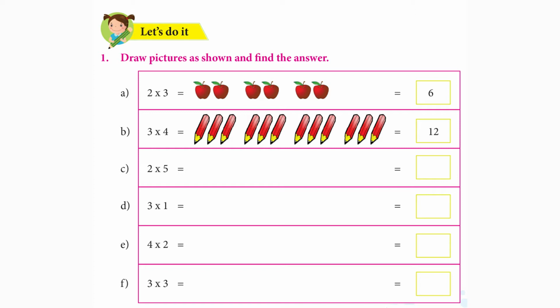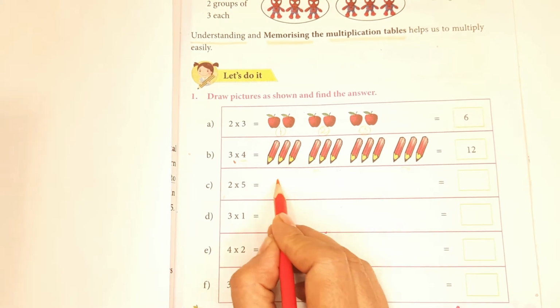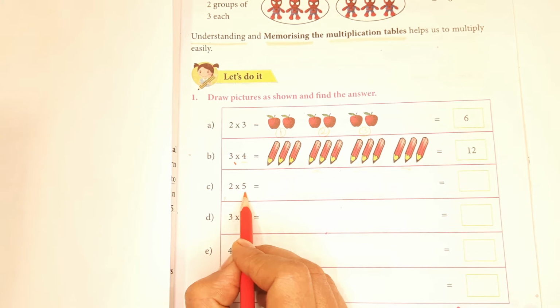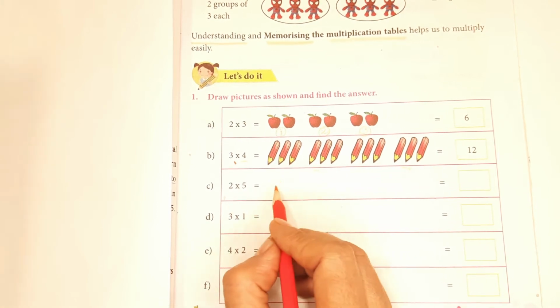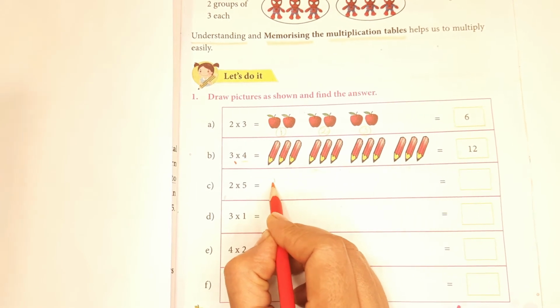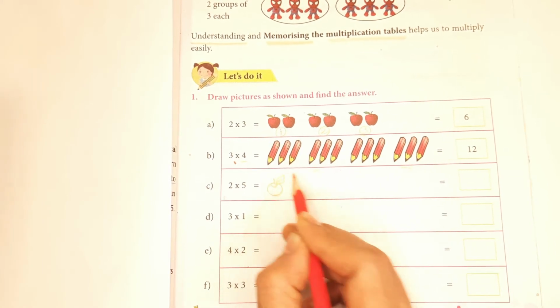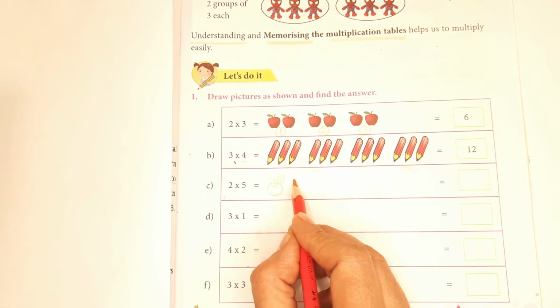Now, let's do the next one. So as this mentioned, draw pictures as shown and find the answer. So let's do the apples. So 2 into 5. How do we draw the apples? Okay, so you can draw. It will be a fun activity for you to draw.